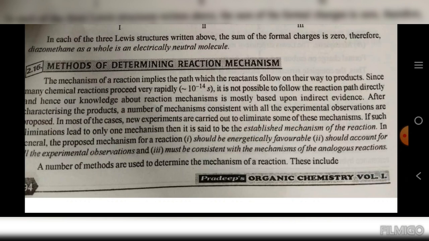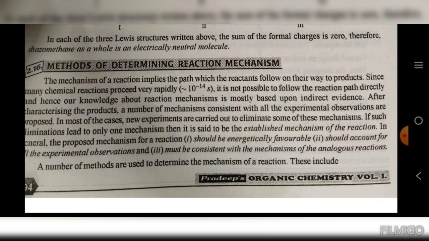Methods of determining reaction mechanism. The mechanism of a reaction implies the path which the reactants follow on their way to products. Since many chemical reactions proceed very rapidly, it is not possible to follow the reaction path directly, and hence our knowledge about reaction mechanisms is mostly based upon indirect evidence.